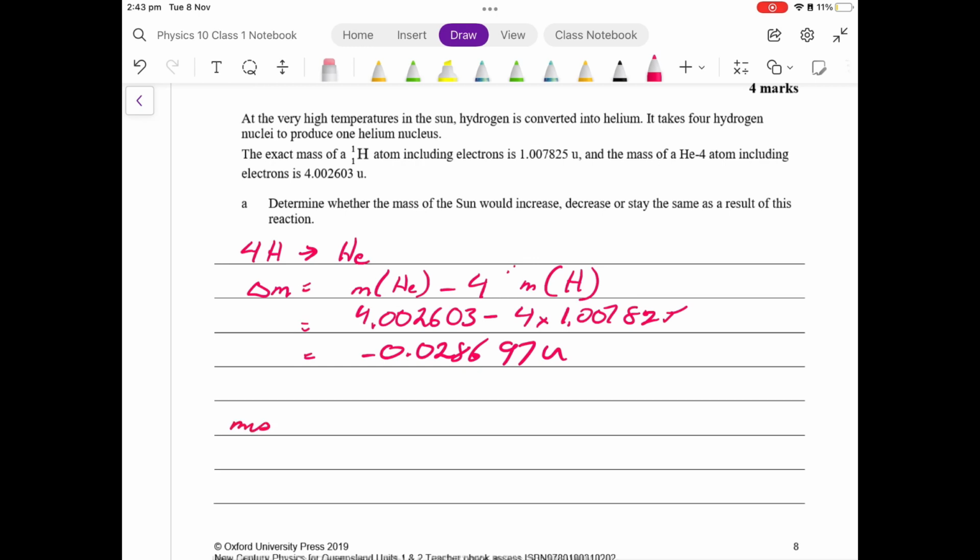Alright, so our difference is minus 0.028697 units. So, because this mass is negative, because every fusion, some mass is turned into energy, the mass of a sun is decreasing over time.